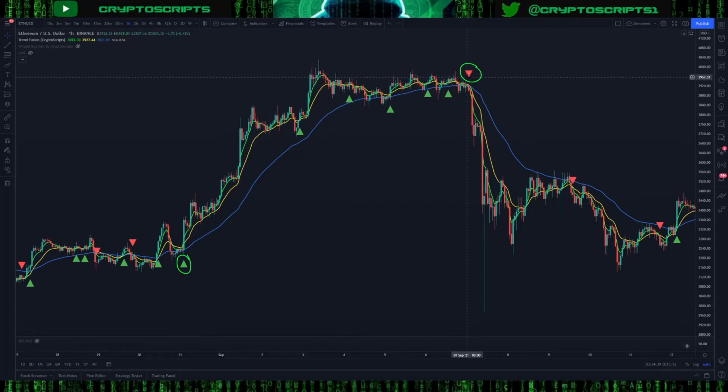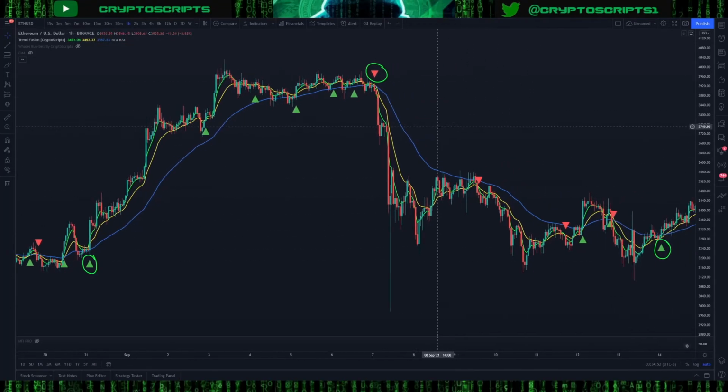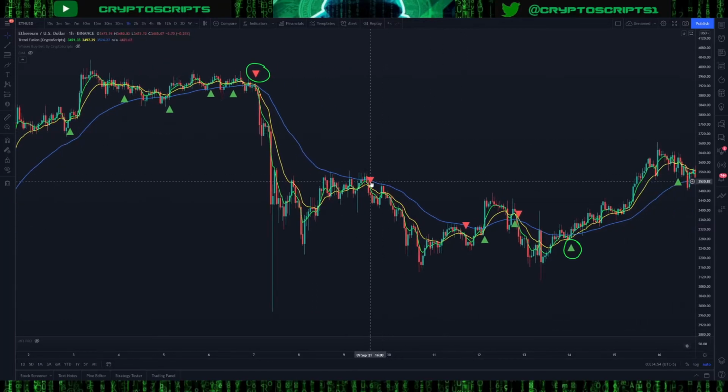So you can see here that short signal it flashed would have got you in the next candle at 3,900. Then you could have rode that all the way down to this low of below $3,000. So that is a $1,000 move that it would have got you in. And then look, it hasn't flashed any long signals. It would have got you in another short entry here at 3,464, rode that all the way down to 3,142.